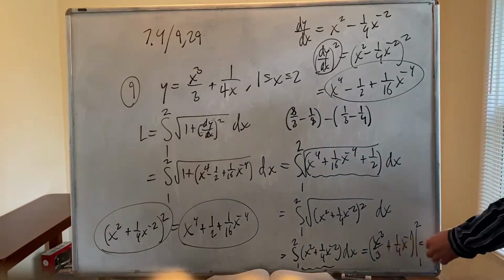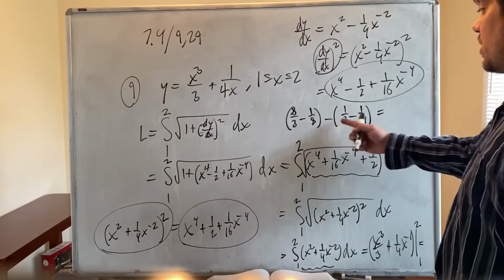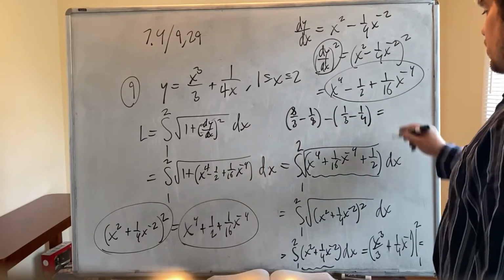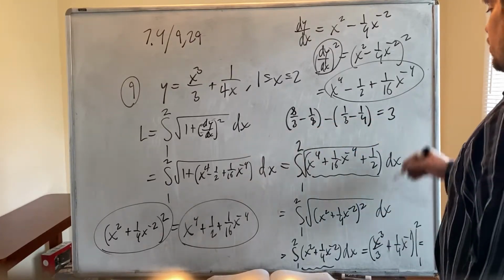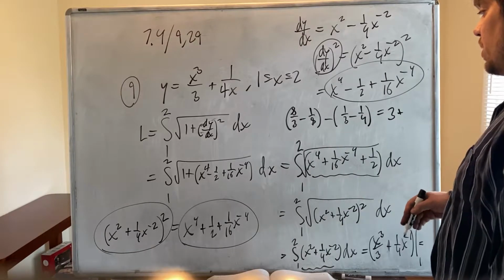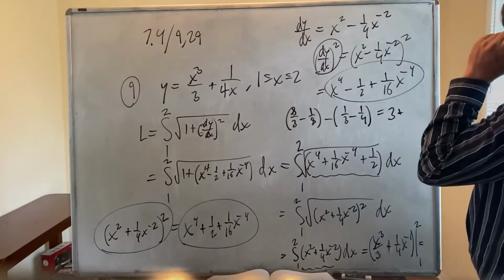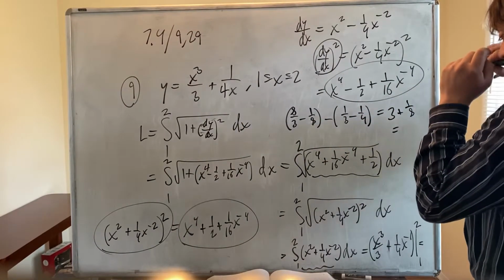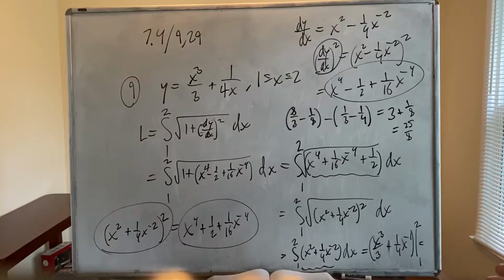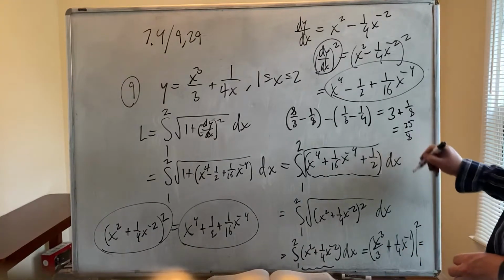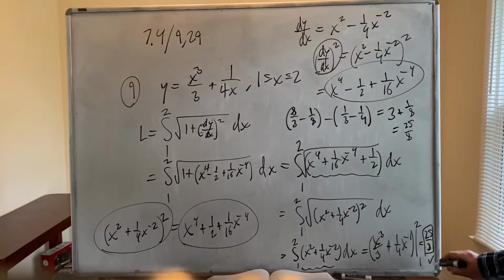This is just calculating this, right? We've done this 7 times. So 8/3 minus 1/3 is 8/3 plus negative 1/3, 9/3, that's 3. Negative 1/8 plus 1/4 is negative 1/8 plus 2/8, which is plus 1/8. So 3 plus 1/8 is 25 over 8. So the answer is 25 over 8. That's the answer. There you go.